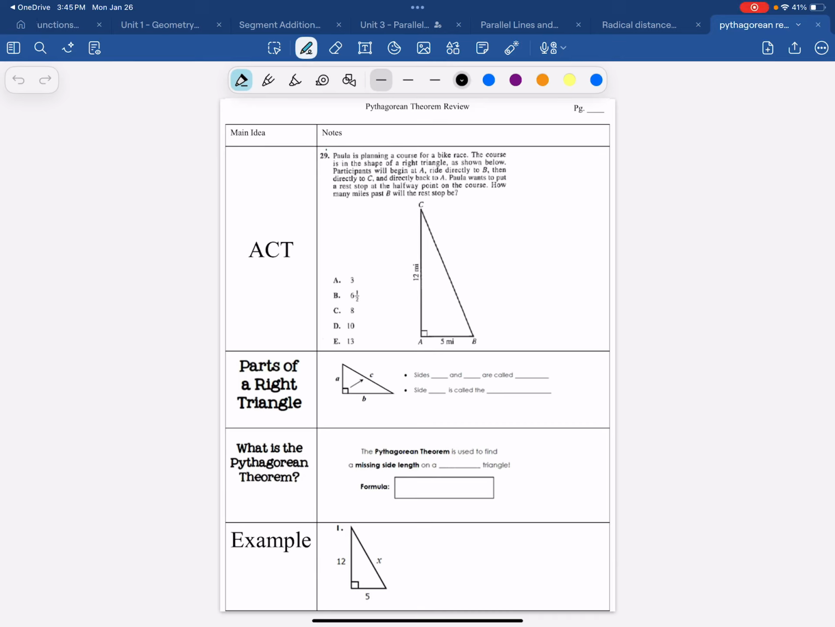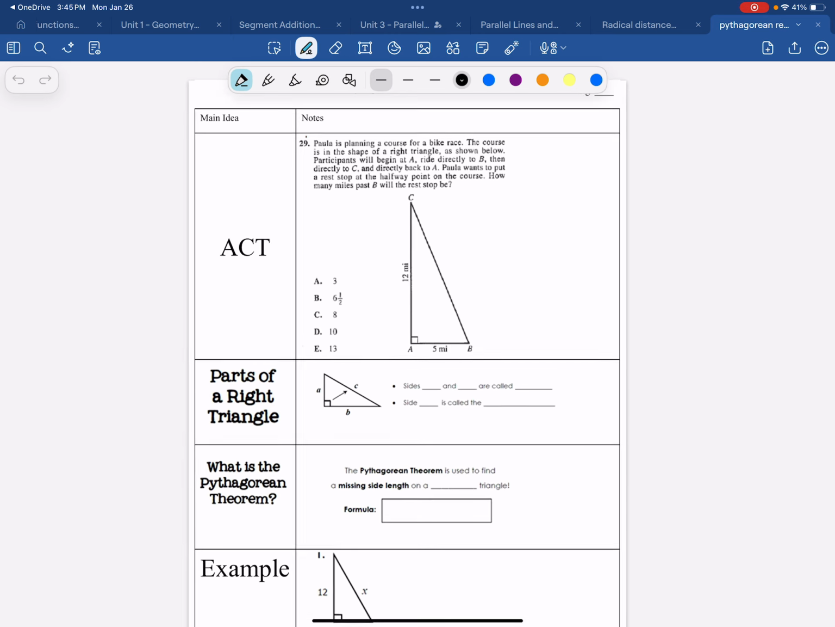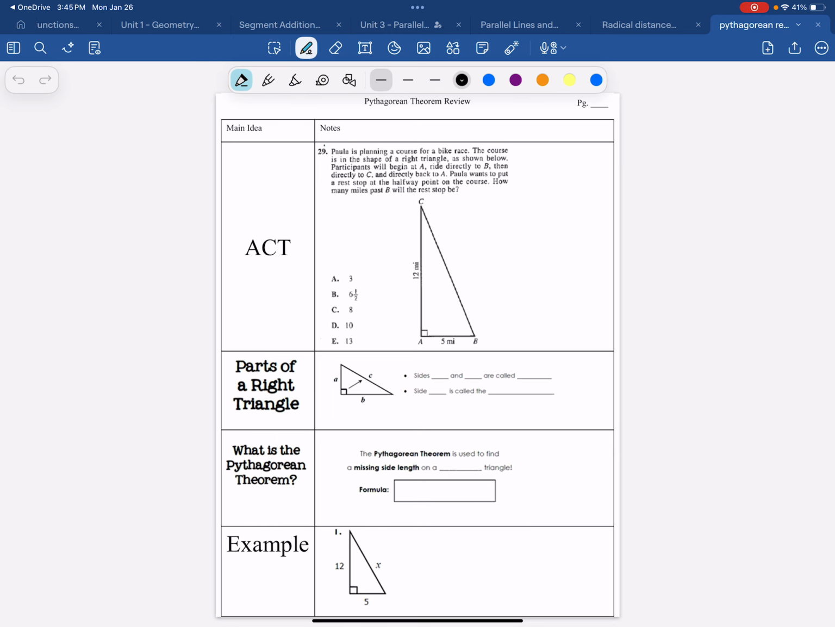Okay, in this video, we're going to do a review of the Pythagorean theorem. Before we get started, I want you to pause the video and see if you can answer this ACT question.